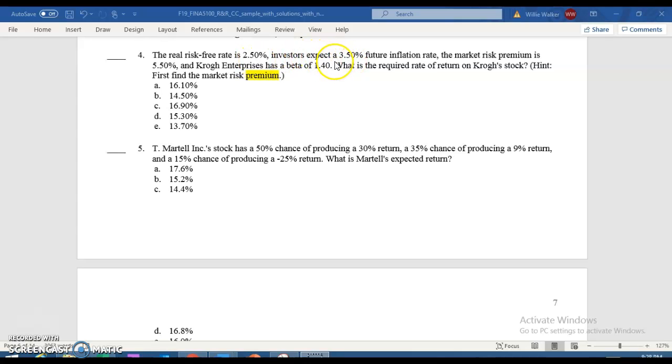It says investors expect inflation to be 3.5%. We're given the market risk premium, 5.5, and we're given beta. So we have everything that we need in order to calculate the required return. There's one caveat here. We simply have to add the rate of inflation.